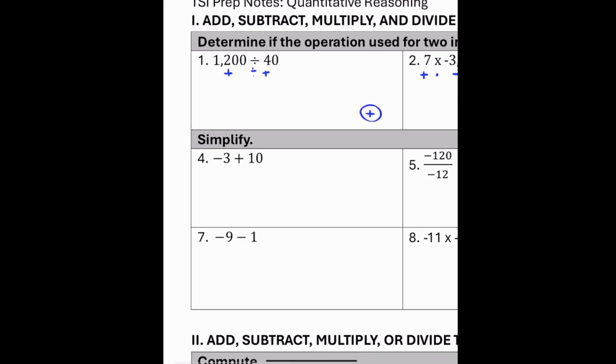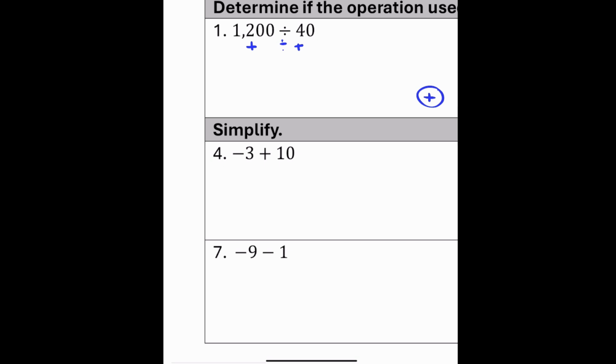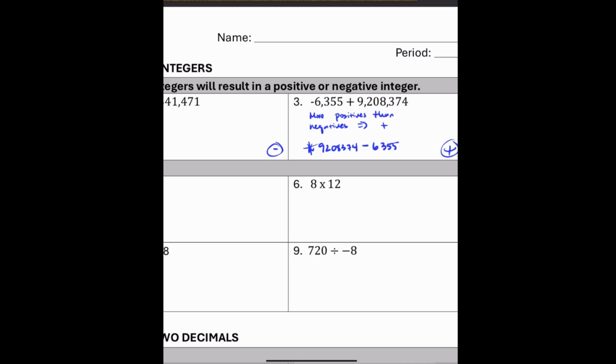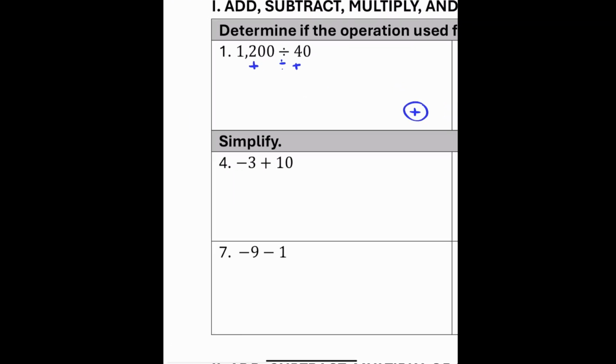Okay, let's take a look at number 4. We're being asked to simplify for numbers 4 to 9, and this is where we are going to compute. Okay, so let's take a look at number 4. We have -3 plus 10. Okay, so just like I said about this example, we can write our answer as 10 minus 3. Okay, so if you have a negative number plus a number, you can basically rewrite it as 10 minus 3, and we all know that that's just going to be 7.